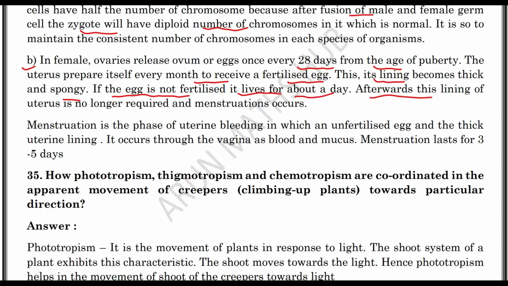Afterwards, the lining of the uterus is no longer required and menstruation occurs. Menstruation is the phase of uterine bleeding in which the unfertilized egg and thick uterine lining pass out through the vagina as blood and mucus. Menstruation lasts for 3 to 5 days.